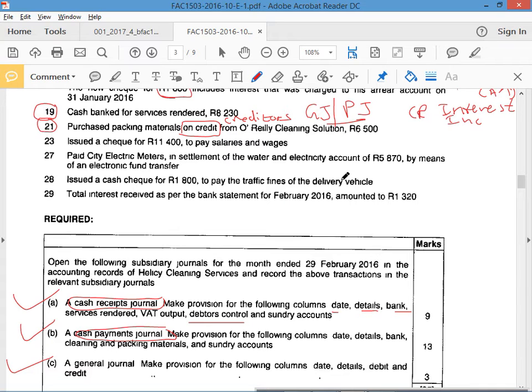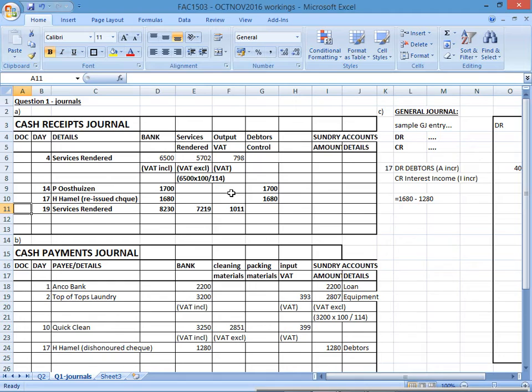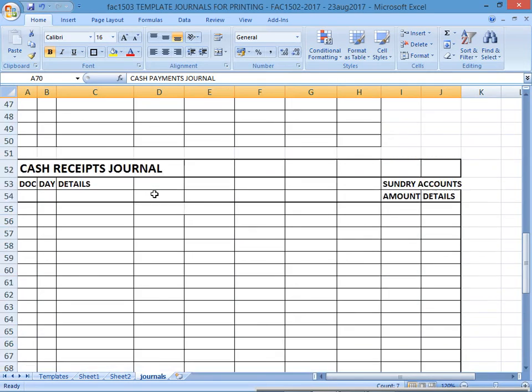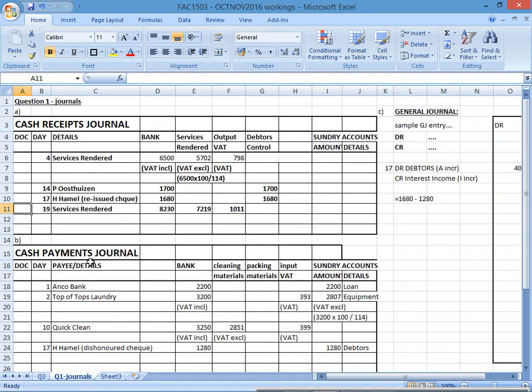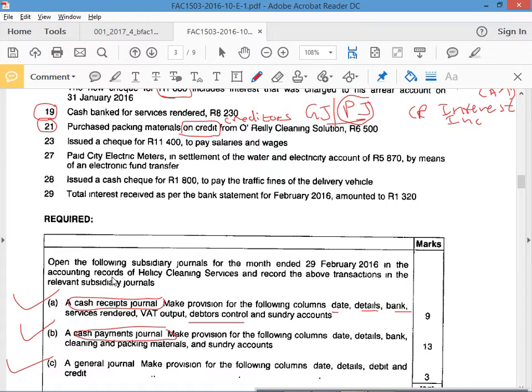Does it make sense? So if I'm owing them, O'Reilly Cleaning Solutions is going to be seen as a creditor. I don't have a purchases journal. You guys have one in your templates. You don't write it in. I just want to show you what it would have looked like. So this was the template that I printed for you. If we look at the purchases journal there, you would have recorded like this. Don't write this anywhere because it's not part of the question. I'm just showing you what it would look like.